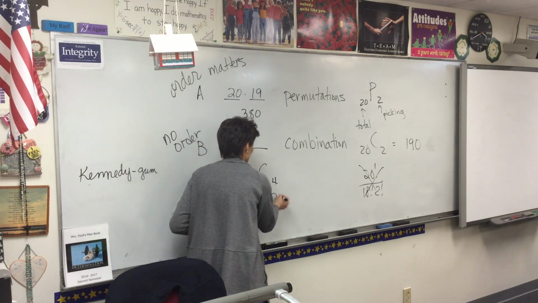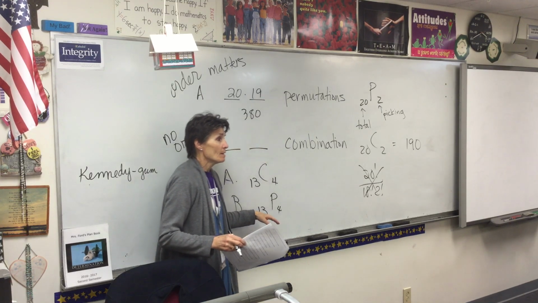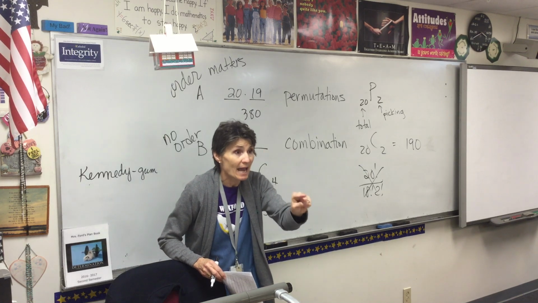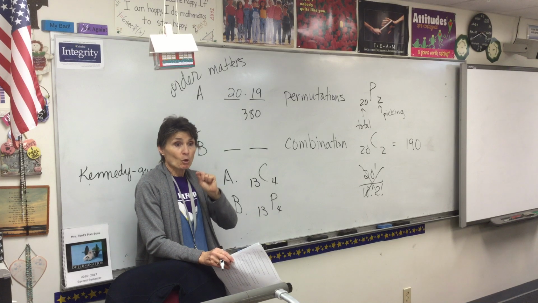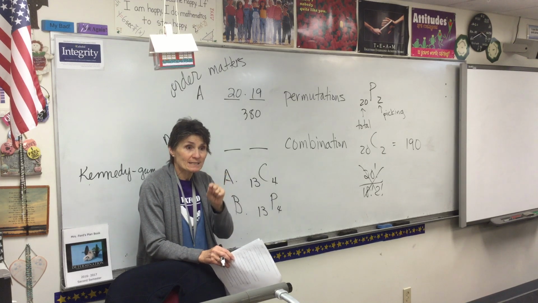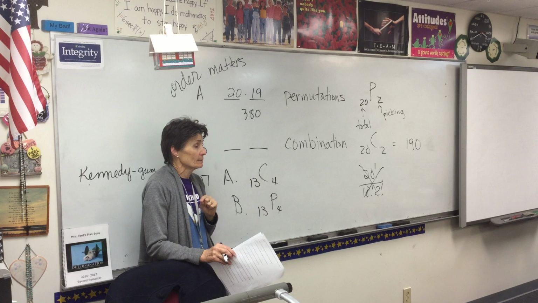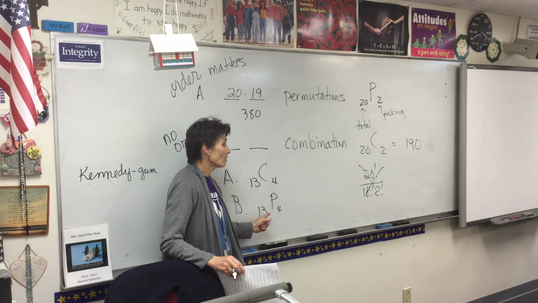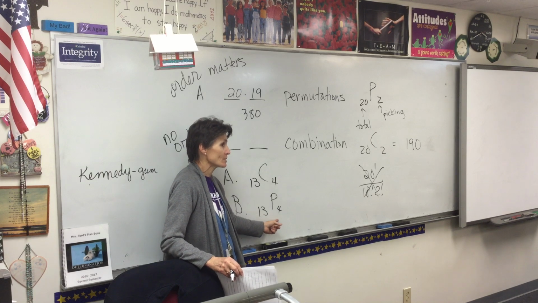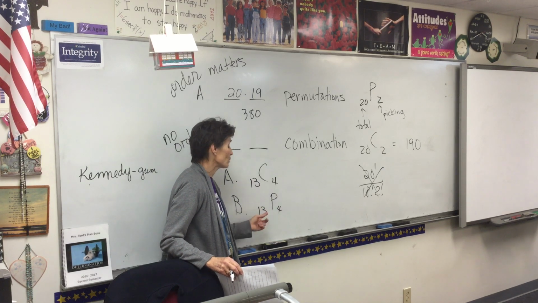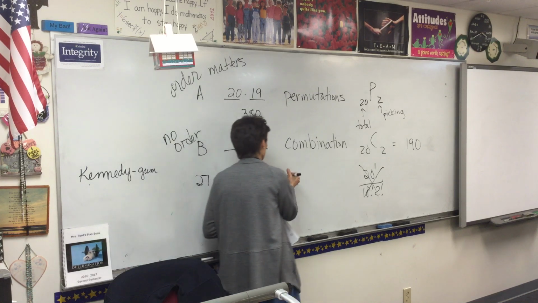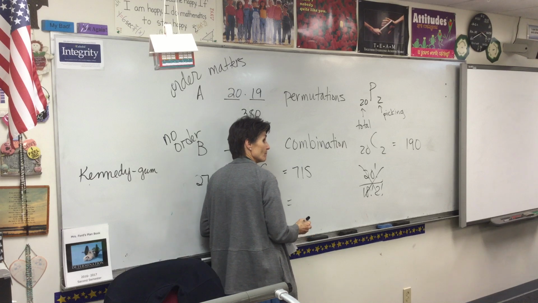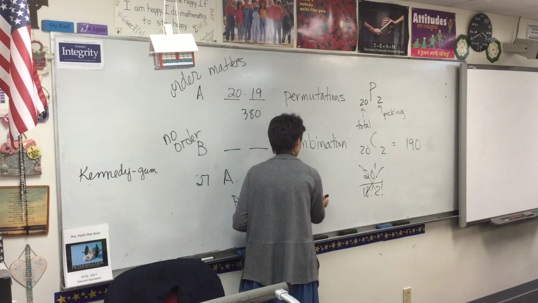This one is 13P4, because here I am choosing you for specific tasks. So order matters. If you want to be president, you want to be picked first. Here, you just want to be on the team. Here, you care about whether you're picked first, second, or third. And these are different numbers. What's 13C4? 715. What's 13P4? 17,160.